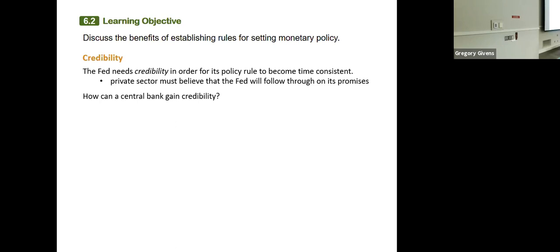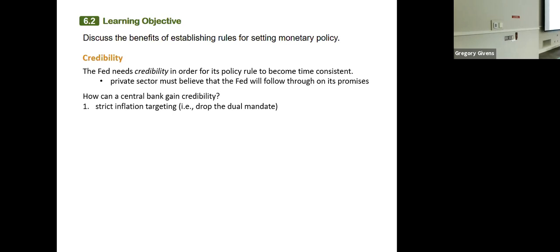Some of these may be straightforward and obvious to you. One way that a lot of people have talked about before is to adopt a policy of strict inflation targeting. In other words, drop the dual mandate that the Fed has in favor of a lone mandate, where the Fed only really cares about stabilizing inflation. Why would this help credibility?